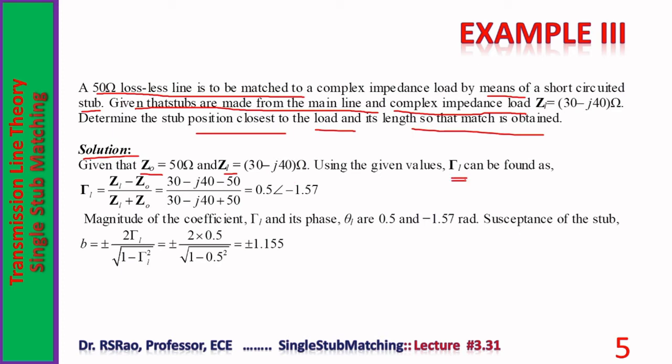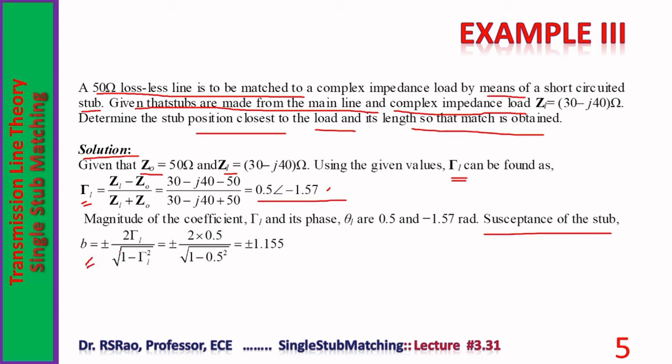What is gamma L? It is the reflection quotient over the load. It can be computed as (ZL minus Z0) by (ZL plus Z0). It results in 0.5 with angle minus 1.57 radians. The magnitude of the quotient is of course 0.5, and the phase is minus 1.57.